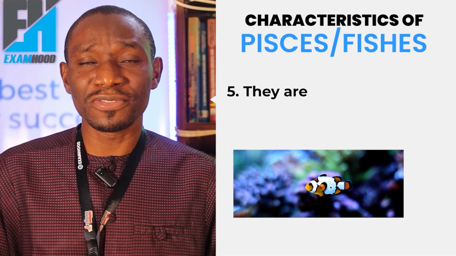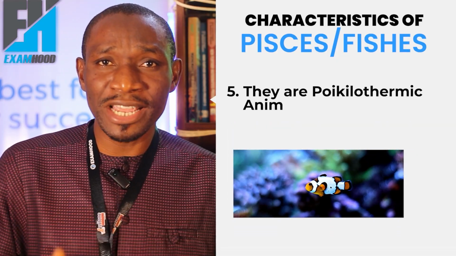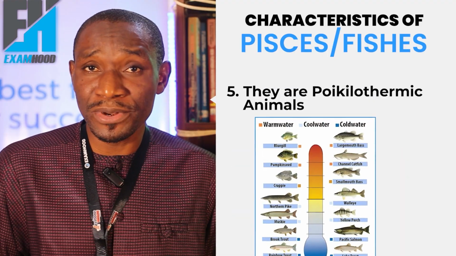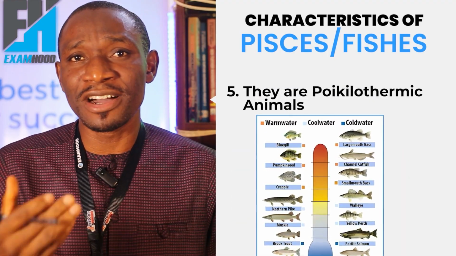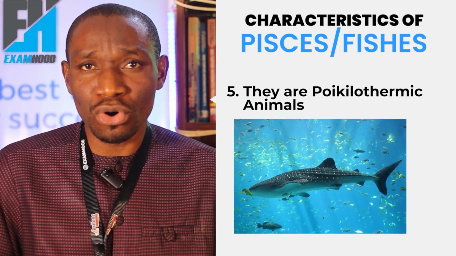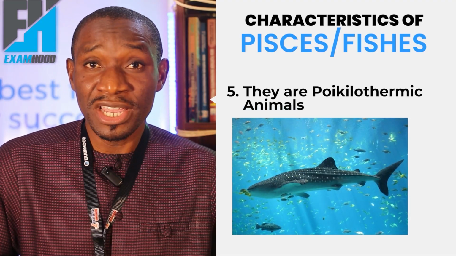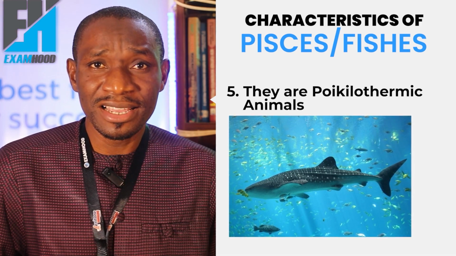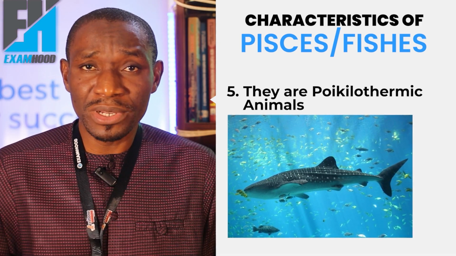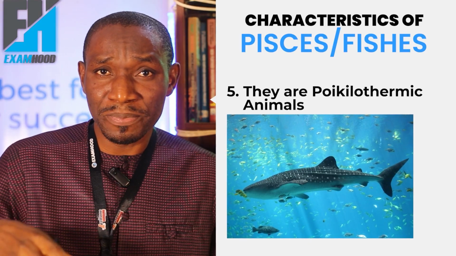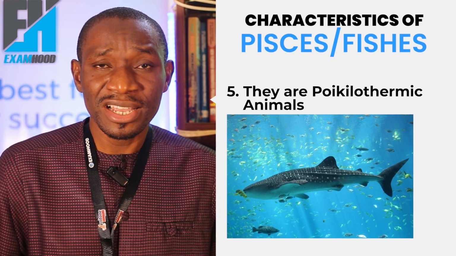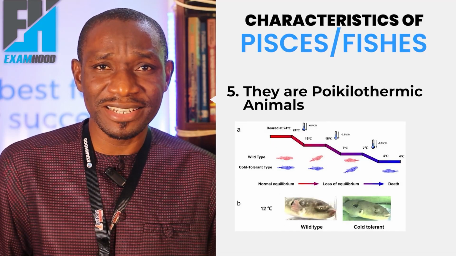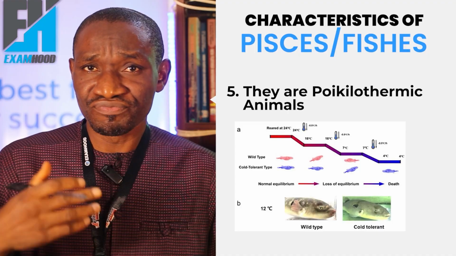Another important characteristic of the Pisces again is that they are poikilothermic animals, or cold-blooded animals. What does that mean? Their body temperature is dependent on the temperature of their environment. They don't have an internal mechanism to control their body temperature. So if you put a fish in an environment where the temperature is high, the fish will respond to the temperature of the environment. And if it is in a place where the temperature is low or reduced, the fish will respond to the temperature of that environment. So they don't have an internal mechanism to control their body temperature.